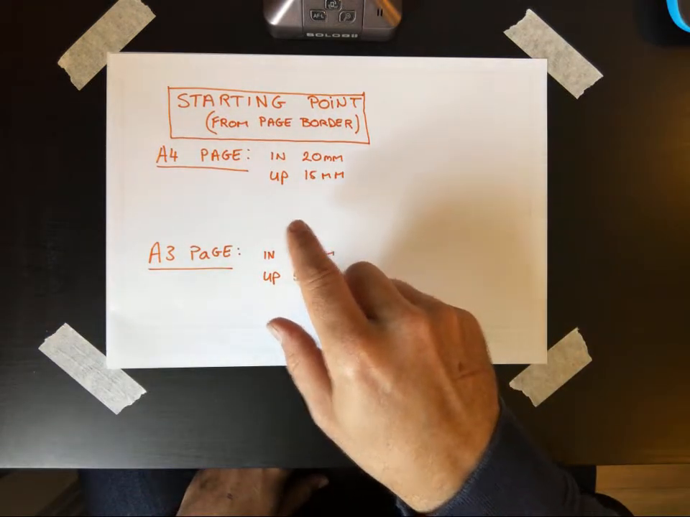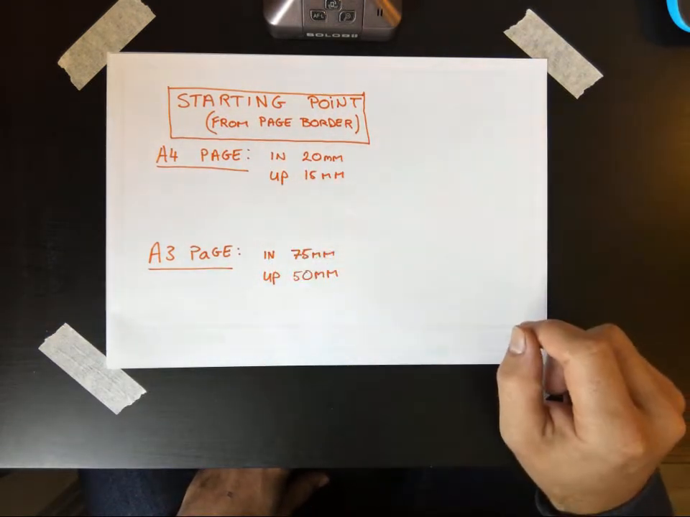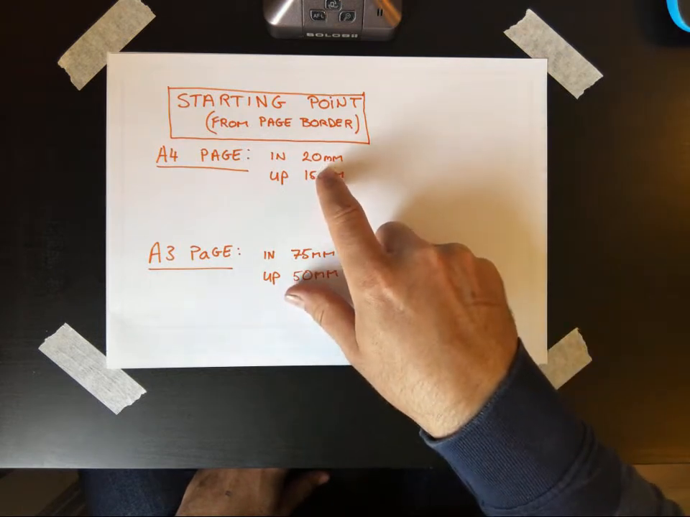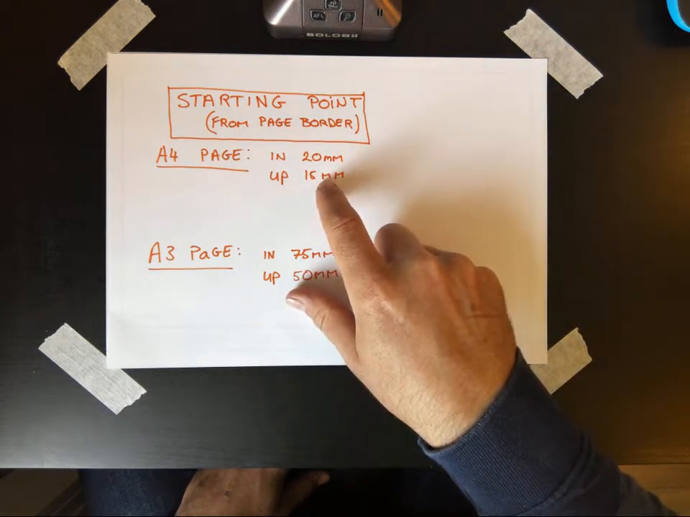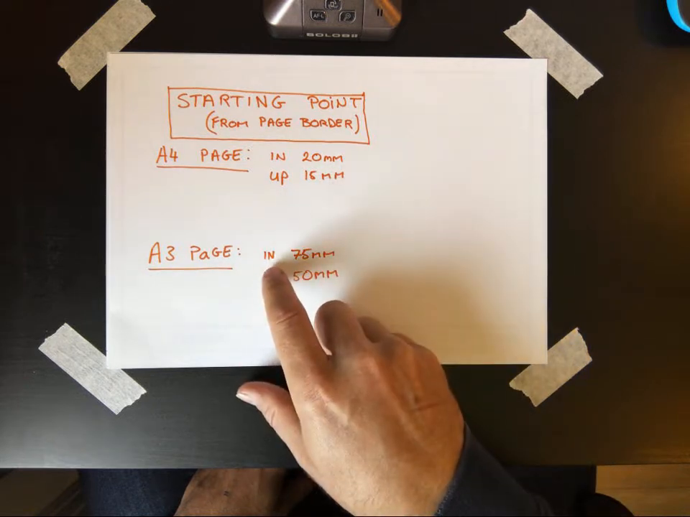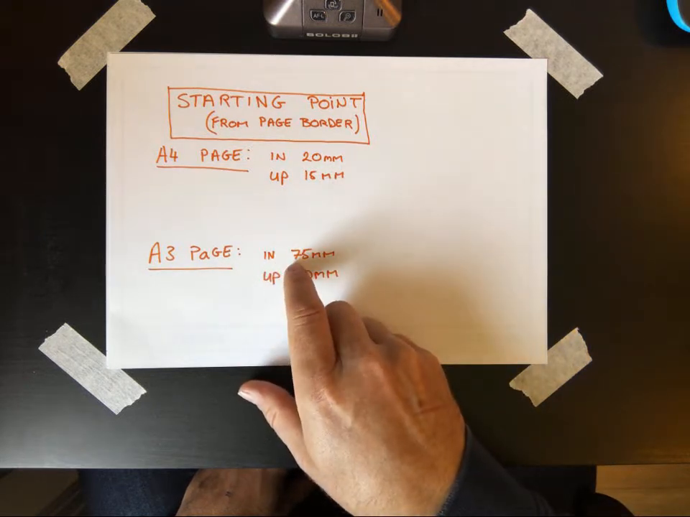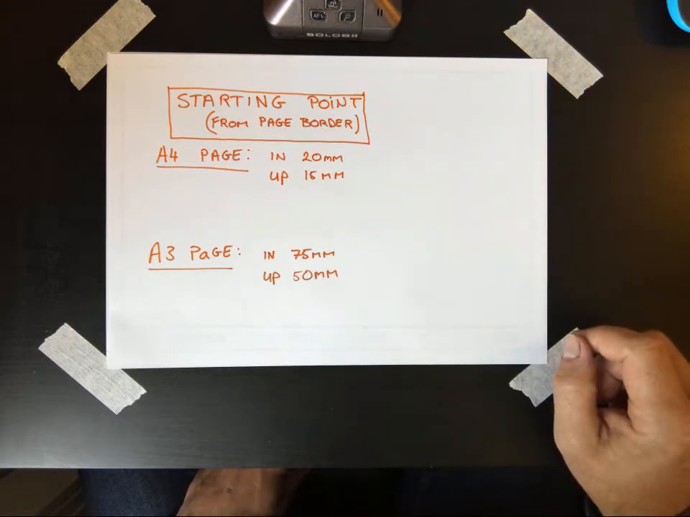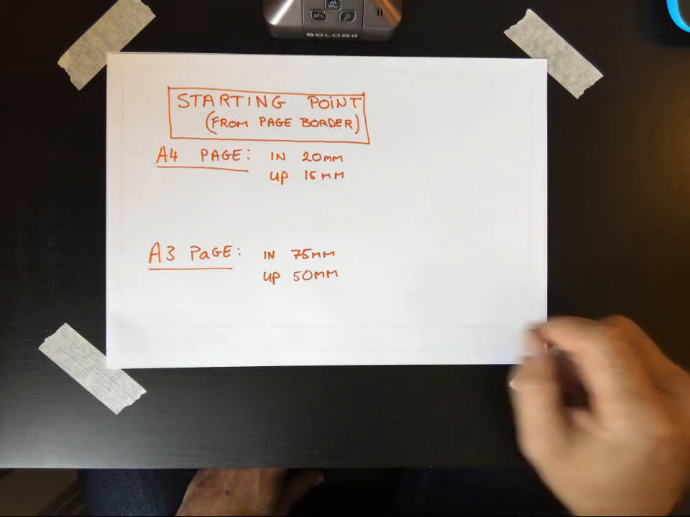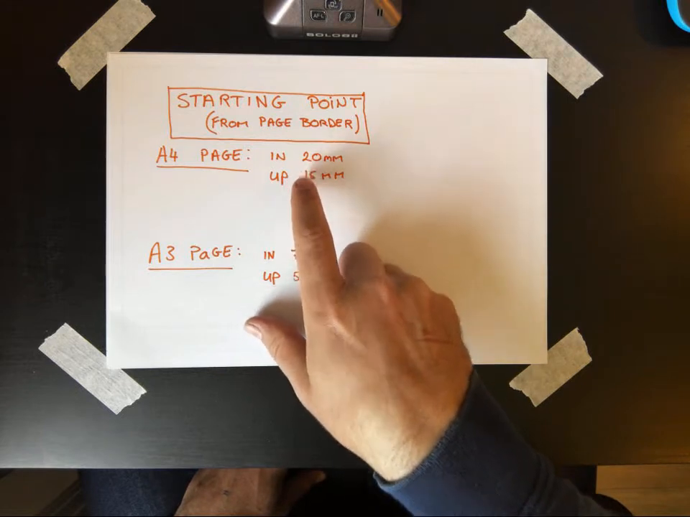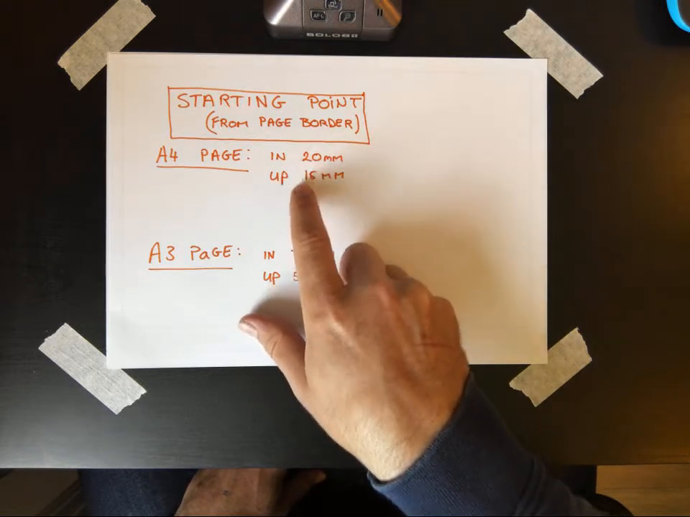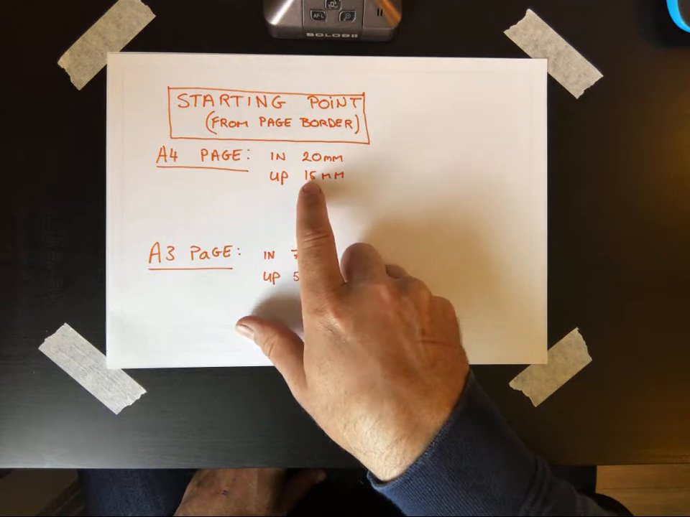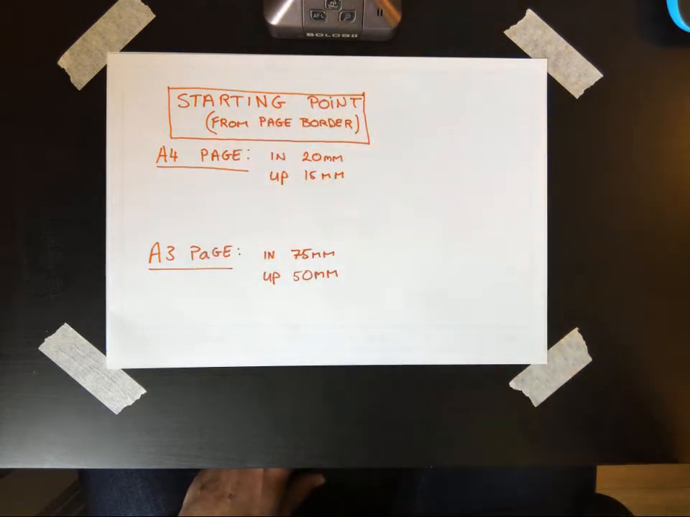If you're using an A4 page, we're going to measure in 20 millimeters and up 15. If you're using an A3 page, we're going to use these measurements: in 75 and up 50. So guys, just make a note of that. Pause the video and you can replay it then when you're ready. So today I'm working with an A4 page, so I'm going to use these two dimensions here, in 20 millimeters and up 15. And this is for my starting point.